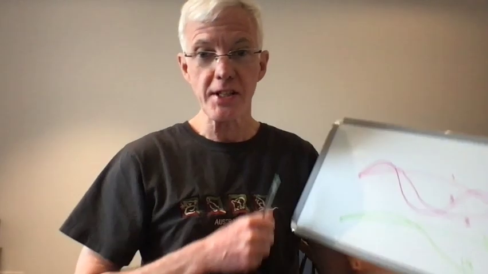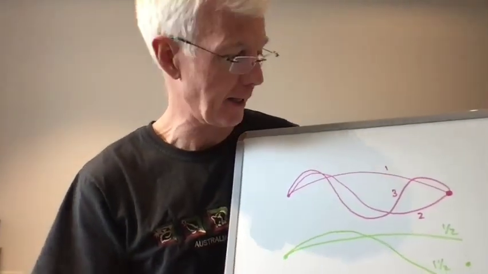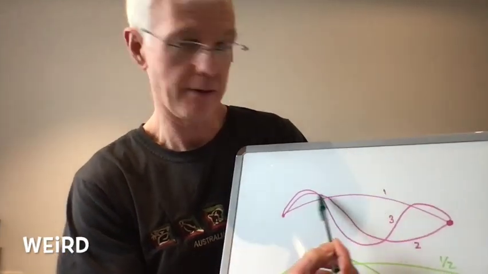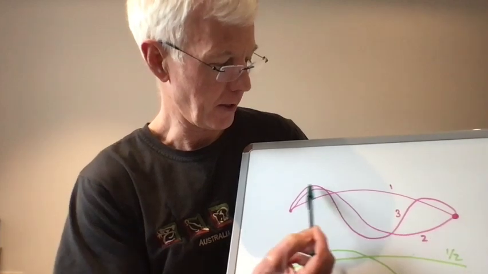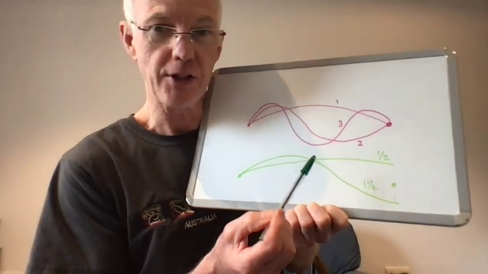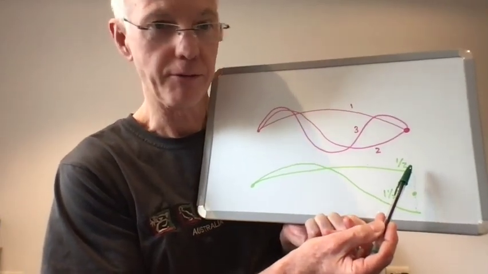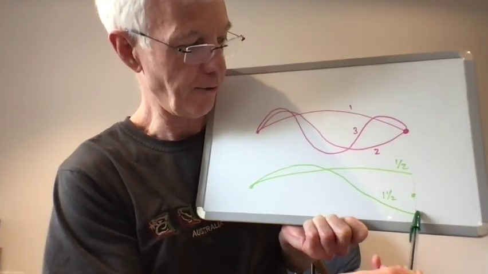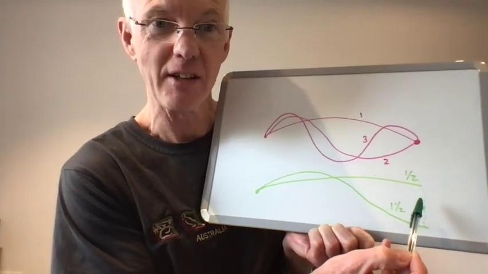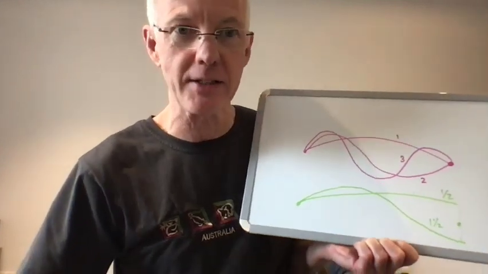The reason that this is weird is because the guitar string absolutely cannot vibrate like that. It is fixed at both ends. So it can vibrate like number one, it can vibrate as the second harmonic, it can vibrate as the third harmonic, but what it can't do is vibrate at half of the root frequency or 1.5, because the string is fixed at that end and it just can't vibrate like that.